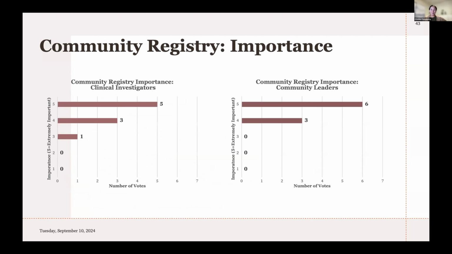So now we're going to turn to the community registry a little bit. We also asked a couple of our focus group participants how important they thought it was to collect patient-reported outcomes through a registry. Again, on a 0 to 5 scale, where 0 is not important and 5 was very important. You can see most participants in our clinical investigator group felt that it was important or extremely important, and everybody in our community group thought it was important or extremely important to continue this effort to collect patient-reported registry data.